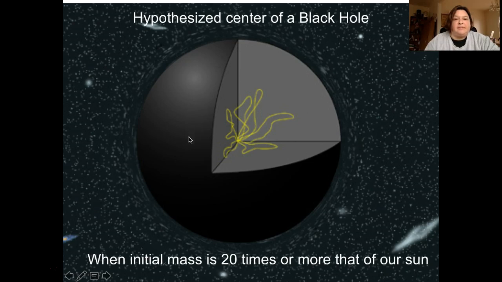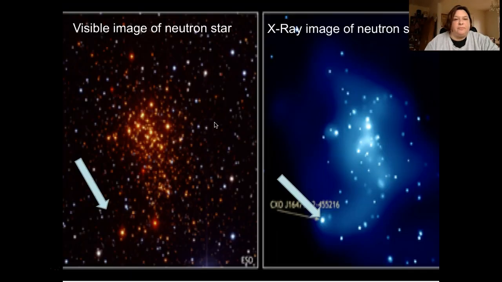This is what we expect the center of a black hole to look like. It's very, very, very small, smaller than the size of Earth. 20 times or more than the mass of our sun is what's required in order to get a huge black hole.